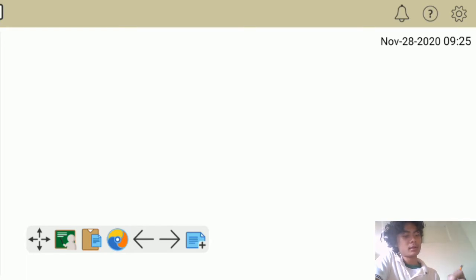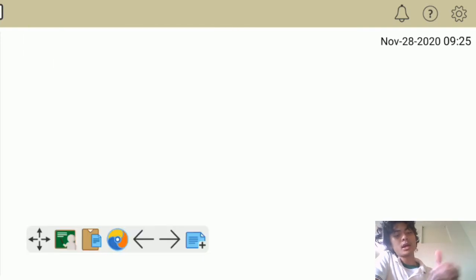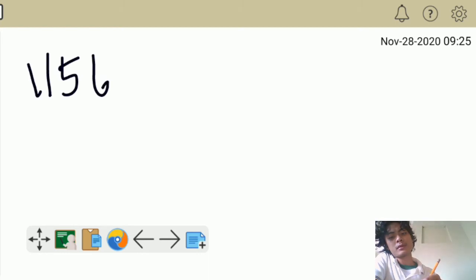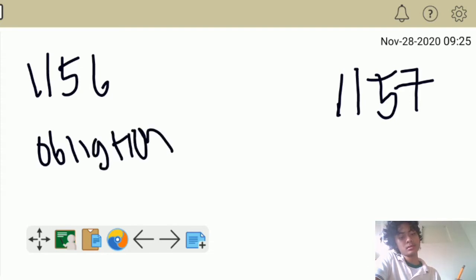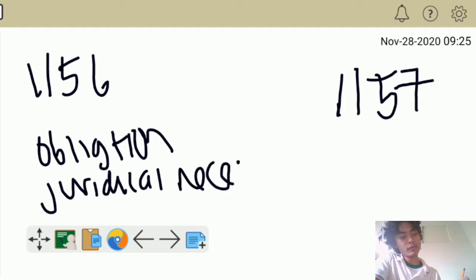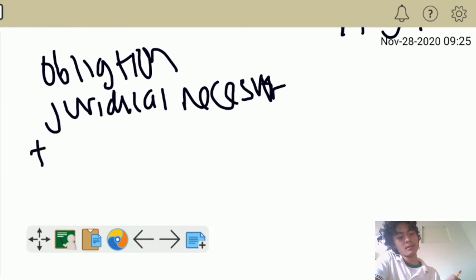Okay, number 1, Article 1156. May dalawa tayong article na mahalaga, 1156, 1157. Dapat kabisado natin. Article 1156, an obligation is a juridical necessity to give, to do, or not to do.